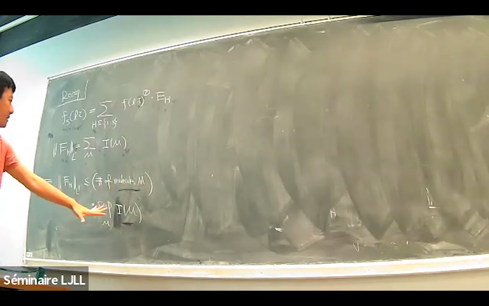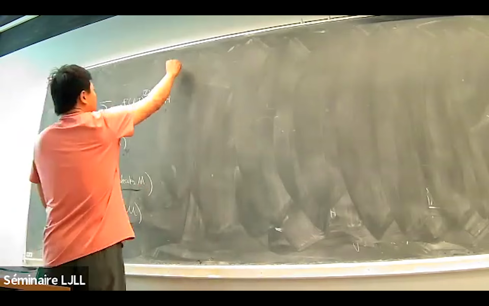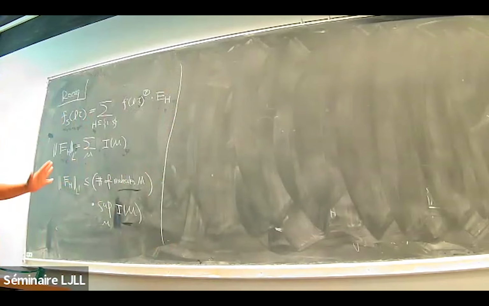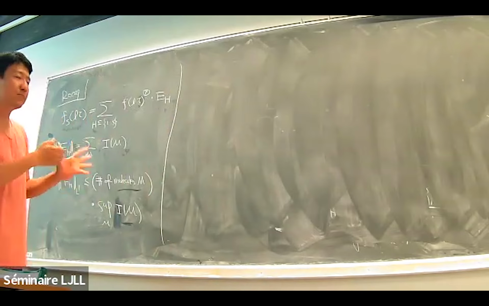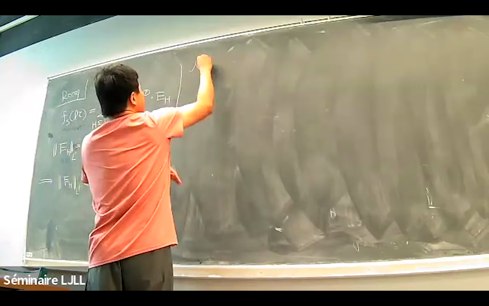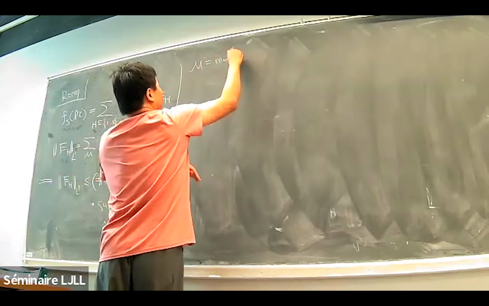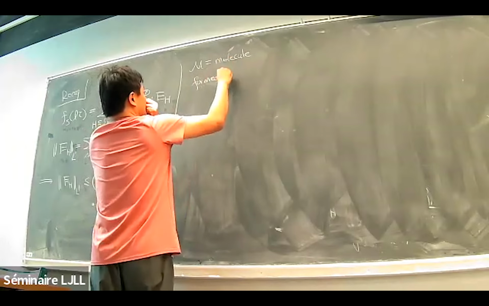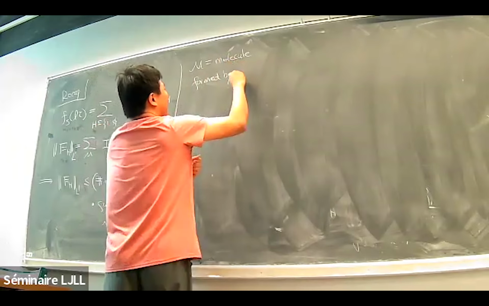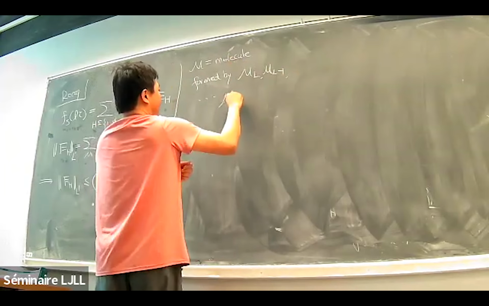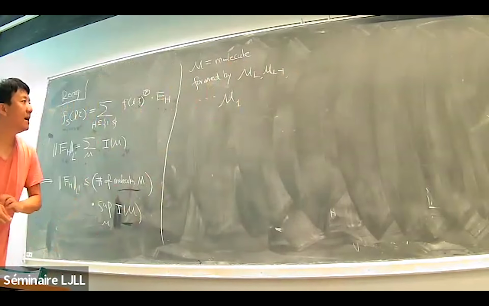So let me explain what M is and what I_M is, just to start today's lecture. First of all, M is a molecule, which we already discussed last time, but it has a special structure. Remember, we have these different layers. M is formed by M_{L-1} up to M_1. So this is a layered molecule.